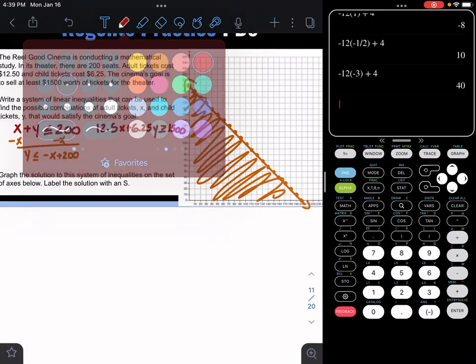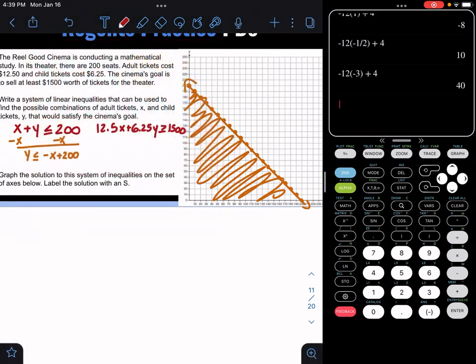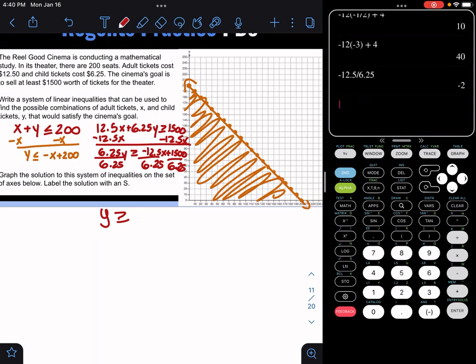Alright, let's look at this next one. I need to make it y equals. So I'm going to subtract the 12.5x. That will give me 6.25y is greater than or equal to negative 12.5x plus 1,500. Now divide by 6.25. We get y is greater than or equal to negative 12.5 divided by 6.25, which is negative 2, so negative 2x plus 1,500 divided by 6.25, which is 240.